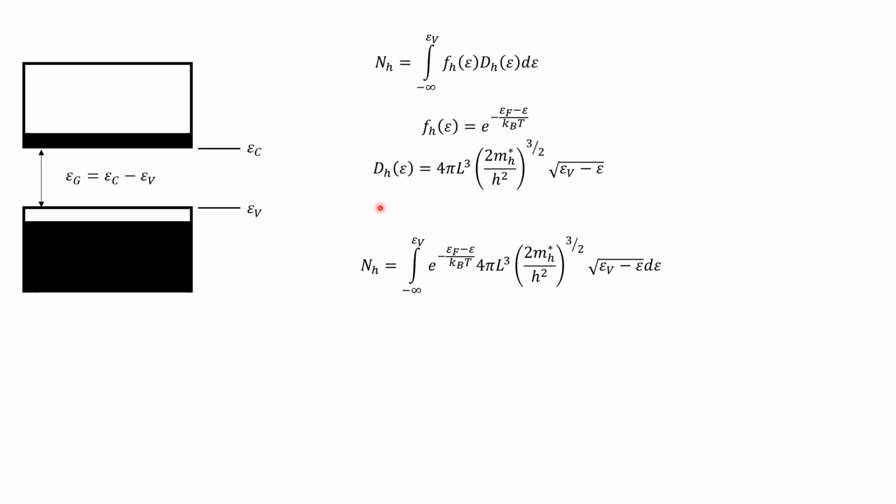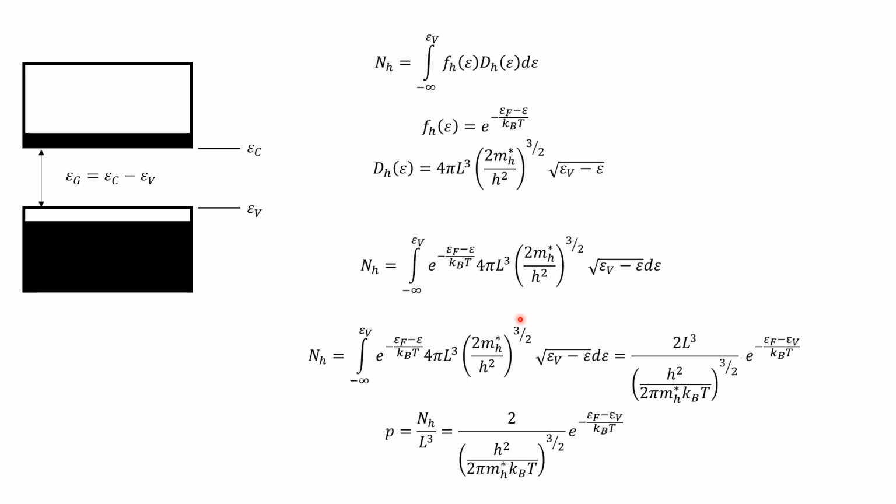We have an expression for the density of states in the valence band. So all we need to do is to integrate over all energies in the valence band. So we start the integration from minus infinity all the way to the top of the valence band. So this is the full expression using these two functions. Now that we know how to build the integral, it's just a matter of looking up in a table how to solve it. So I'm just going to quote the result here.